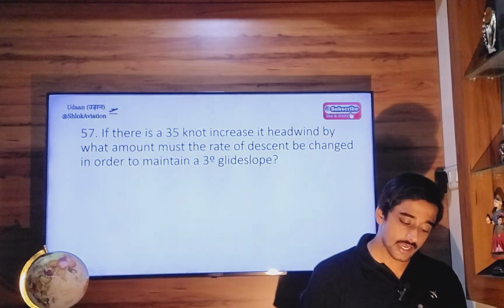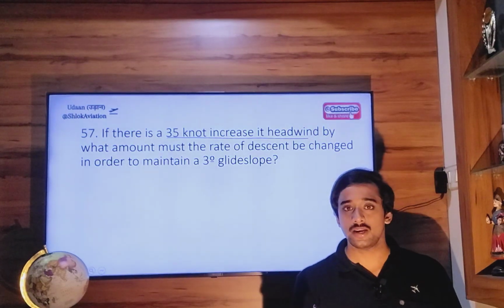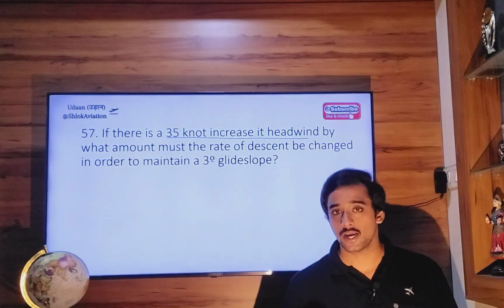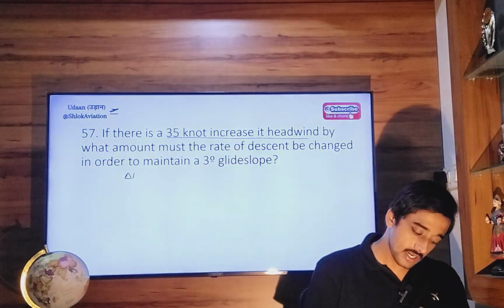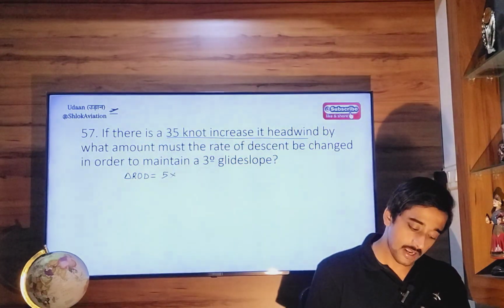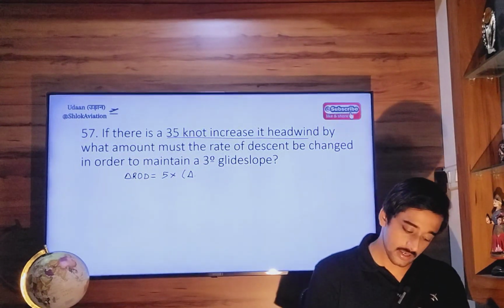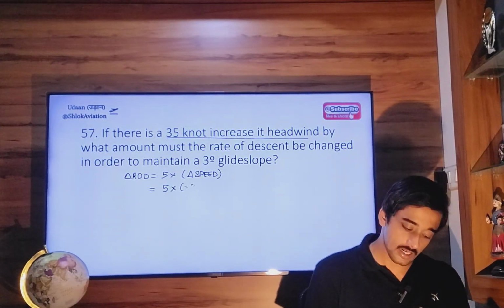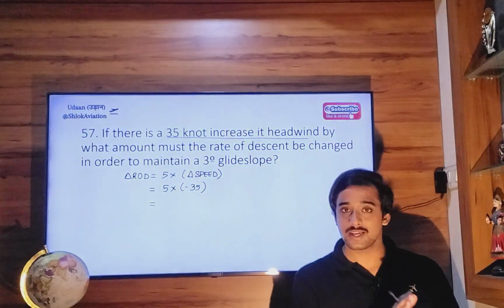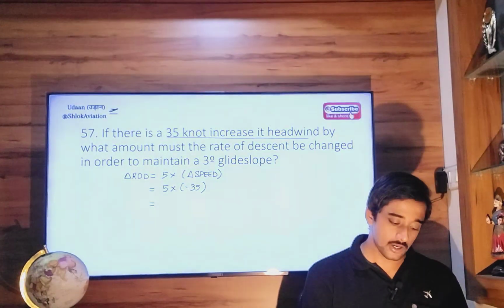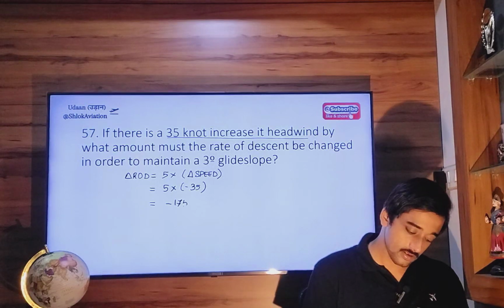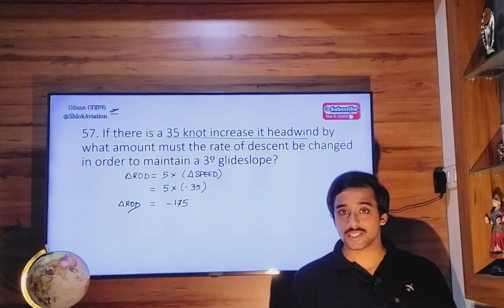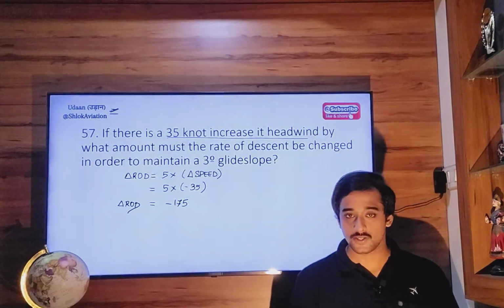If there is a 35 knot increase in headwind, again, increase in headwind means excessive rate of descent as a consequence. The solution is to decrease your rate of descent, right? So the decrease in rate of descent will be equal to 5 multiplied by the change or decrease in your ground speed. So 5 multiplied by minus 35. Why minus 35? Headwind increases, ground speed decreases. So 5 into 35 is minus 175. Okay, so you will have to decrease your rate of descent by 175 feet per minute.